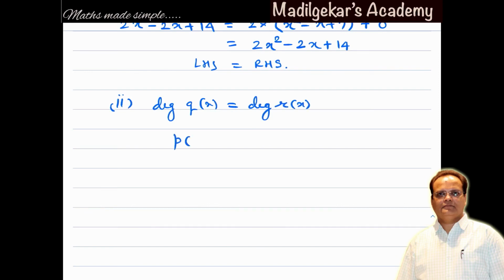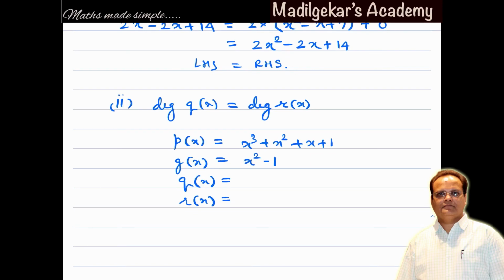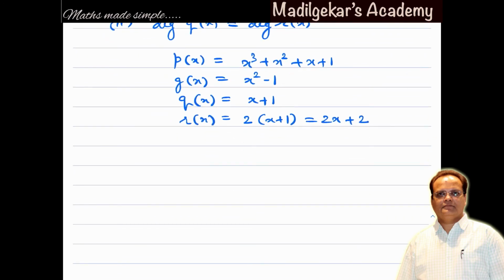So let's fix p of x, g of x, q of x and r of x. Take p of x as x cube plus x square plus x plus 1. Take g of x as x square minus 1. So if we take q of x as x plus 1 and r of x as a multiple, say 2 into x plus 1, that is 2x plus 2. Now let's check division algorithm.